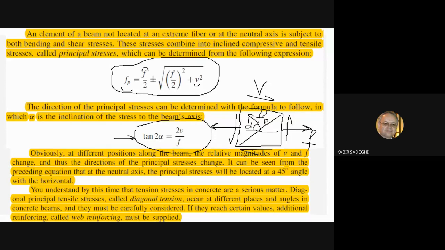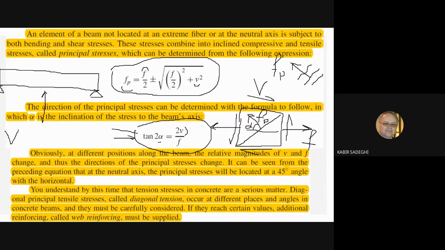It's very interesting: when we have Fp, the principal stress, for example in this direction, the cracks are perpendicular to that one. These are the cracks. Therefore, we can find the location of the cracks and their direction. If you apply this formula, you see that when V is zero at the middle, alpha is zero as well. It means at the middle of the span, we have a simple beam. At the middle of the span, V equals zero. From this formula, we see that alpha is zero as well.